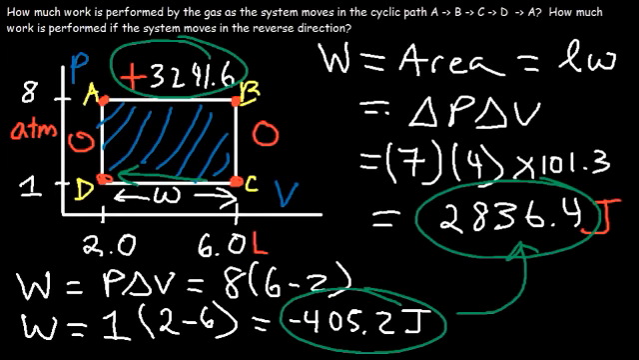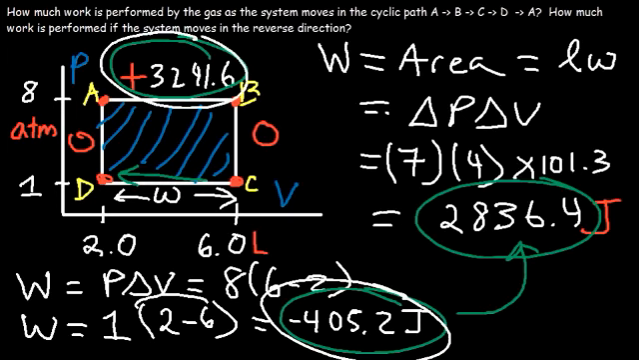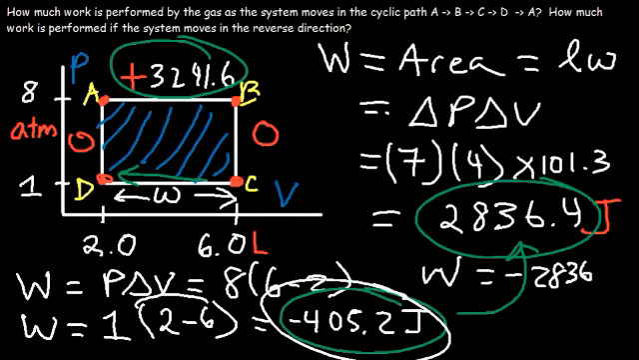And if you go in the reverse direction, the numbers will be reversed. Instead of this value being 2 minus 6, it's going to be 6 minus 2. So this is going to be positive 405, and this will be negative 3241.6. You can try it. But going in the counterclockwise direction, the work will be negative 2836.4. That's the answer to the second part of the problem. But for the first part of the problem, traveling in the clockwise direction, the work done is positive.